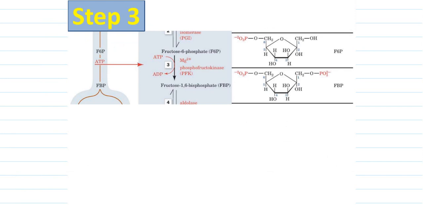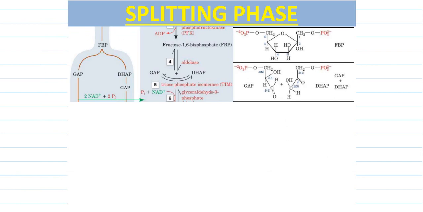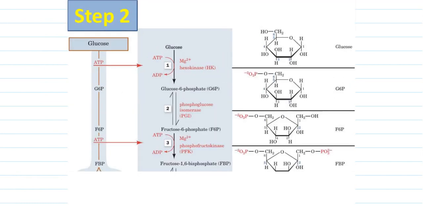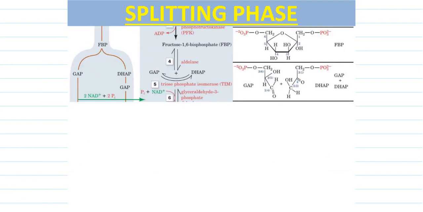Now let's move on to step 4 of glycolysis, with the fructose 1,6 bisphosphate that we obtained from the energy investment phase. We have already completed our energy investment phase. We have spent 2 ATP, which we need to pay off after we earn the profit, after we generate ATP. Now in the splitting phase, fructose 1,6 bisphosphate will be split into 3 carbon compounds by the enzyme fructose 1,6 bisphosphate aldolase. It is split into the 3 carbon compound glyceraldehyde 3 phosphate and another 3 carbon compound, dihydroxyacetone phosphate.